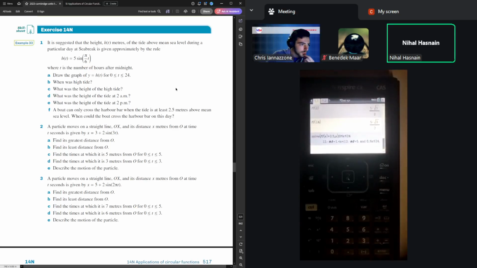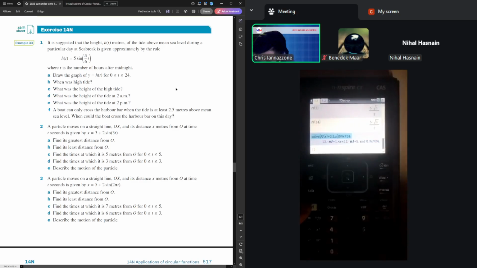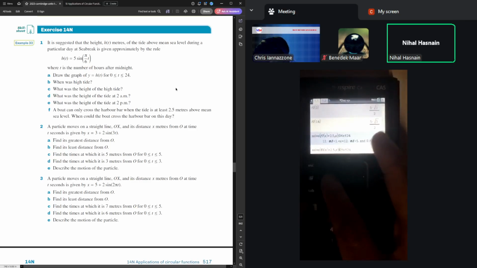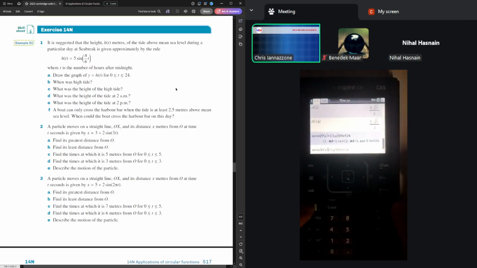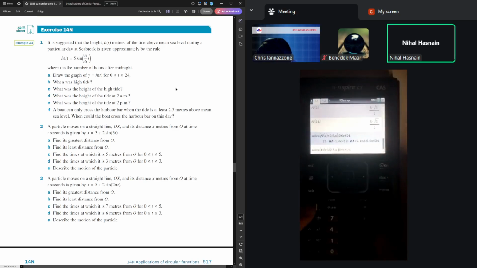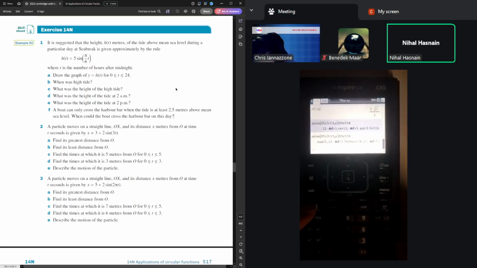Okay, so we get that. That's a bit interesting. 2.5 meters above. I guess technically this should be inclusive because at least 2.5 would include it, but I don't think that's going to change our answer. Maybe it will, I don't know. Yeah, it makes it worse actually.